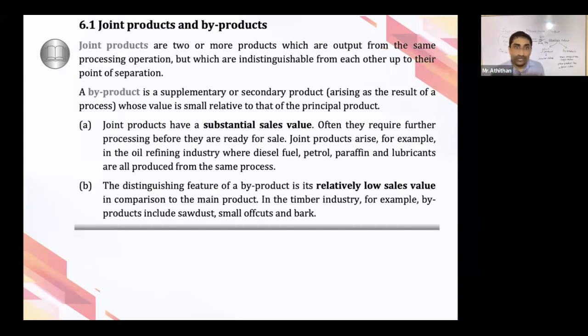Often they require further processing before they are ready for sale, right? Once they are separated, further processing is done and then sold. Joint products arise, for example, in the oil refining industry, where diesel, fuel, petrol, paraffin, and lubricants are all produced from the same process. Same input, the crude oil, but different outputs.